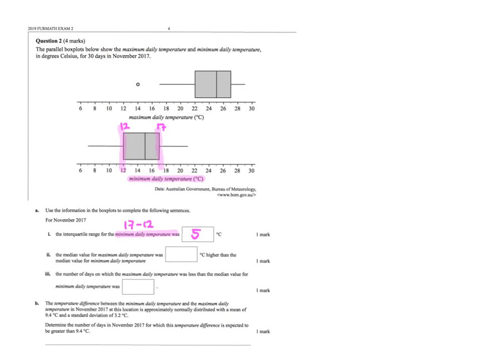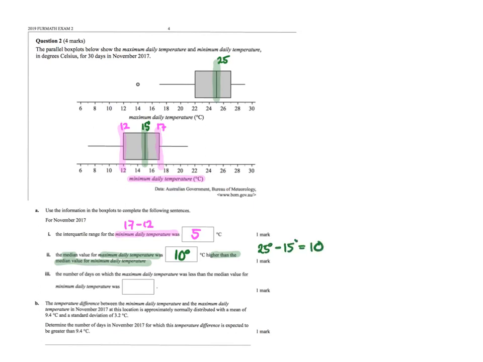Okay, the next part of the question, the median value for daily maximum, so the median for maximum daily temperature was so many degrees higher than the median for minimum daily temperature. So let's go find those medians. This one was 25. This one was 15. Yeah? So how much higher was it? 10 degrees. Yeah? 25 minus 15, 10.